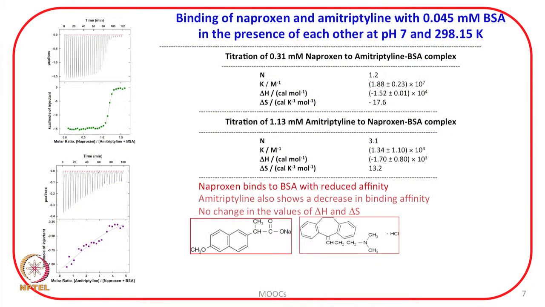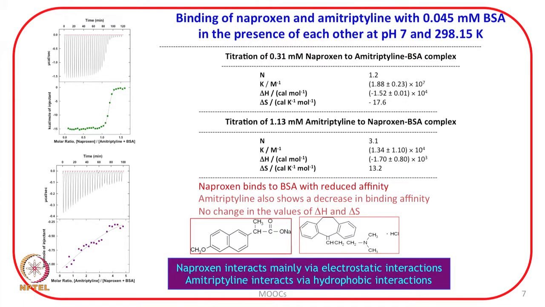And in case of naproxen and amitriptyline, this forms a nice example of making a study in this direction and getting some useful results. The main conclusions from this report were that naproxen interacts mainly via electrostatic interactions and amitriptyline interacts mainly via hydrophobic interactions.